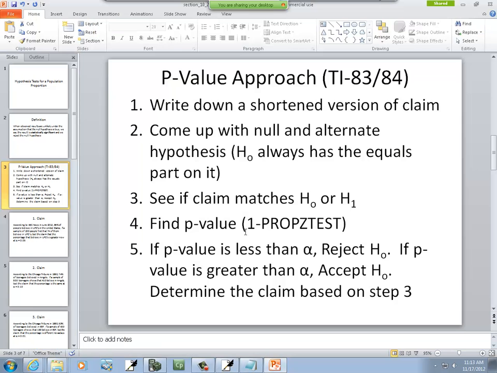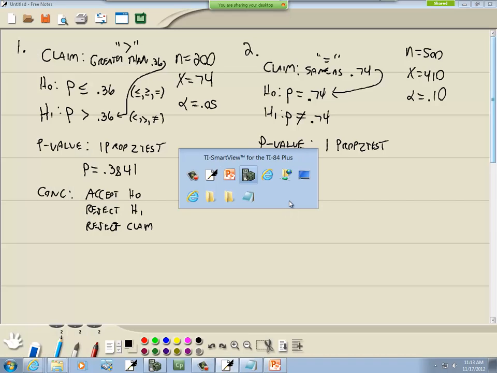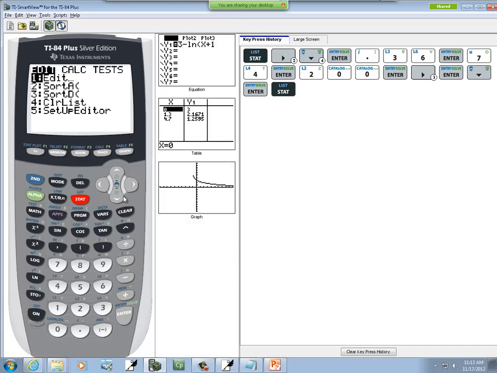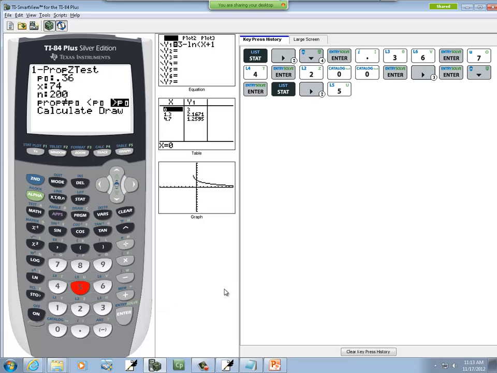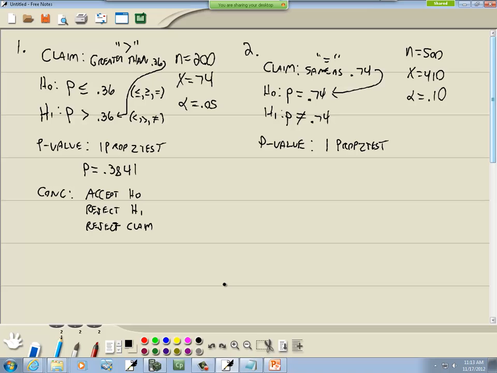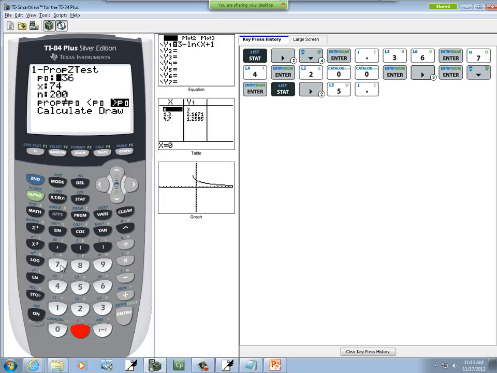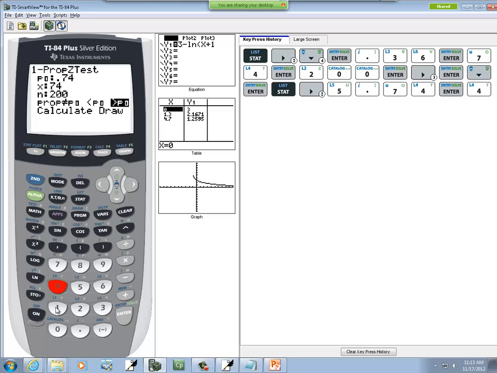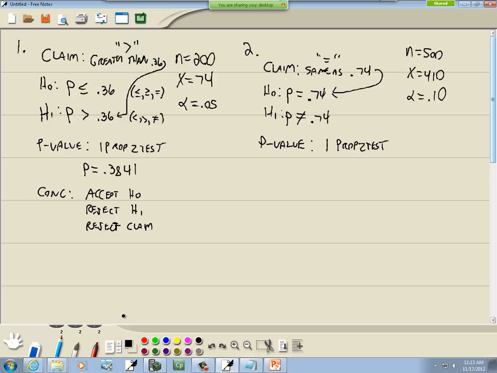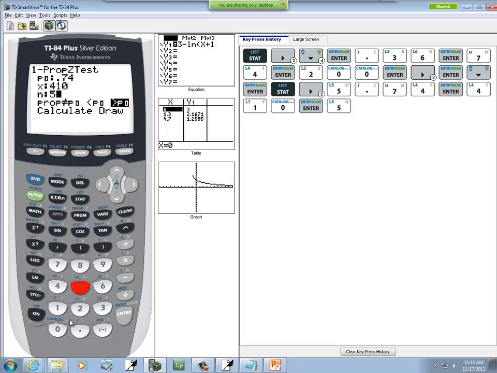Well, we're going to find a p-value using one prop z test. So let's come over here, press stat, write our tests, and I'll choose number 5, one prop z test. P naught is a number off of our H naught, H1 claim, which is 0.74. Doesn't matter where you get it from. Those same in all three of those. X is 410. N is 500.